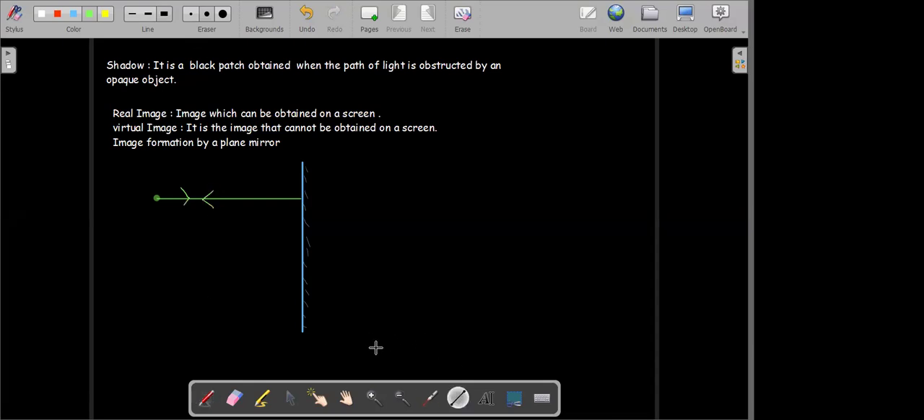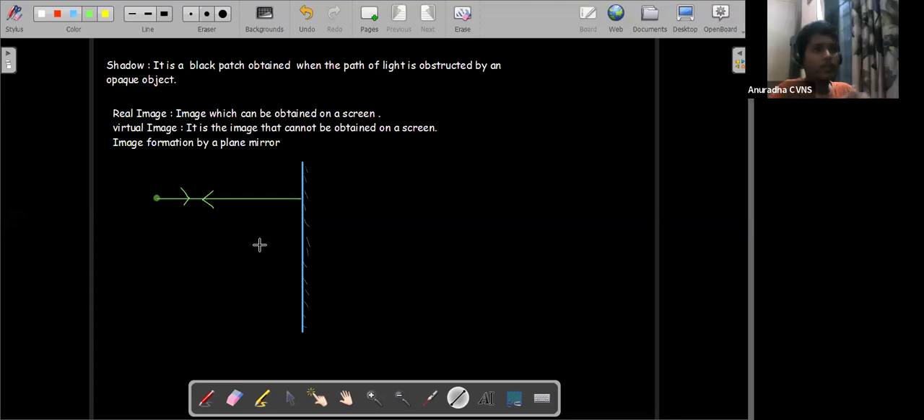Sir, but it's perpendicular, right, sir? So I think it should be 90, right, sir? No, the ray is perpendicular to the mirror, but the angle of incidence is 0 degree, as the angle of incidence is defined between the normal and the incident ray. Okay, sir. So here the angle of reflection is also 0 degree. This is reflecting back straight.